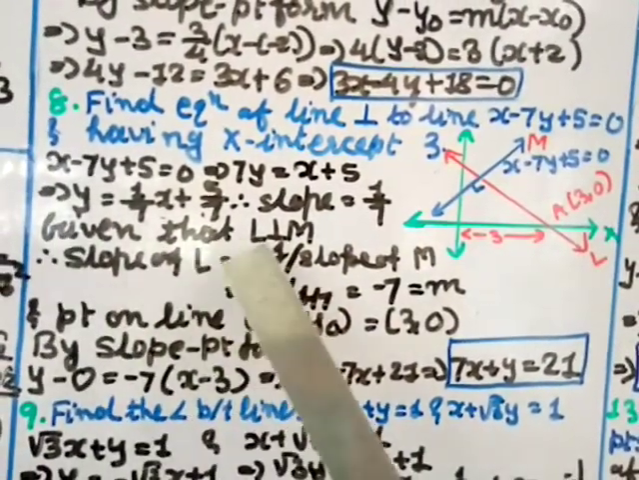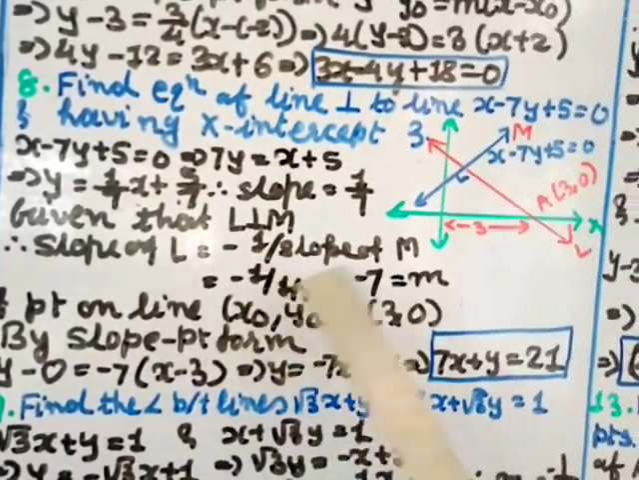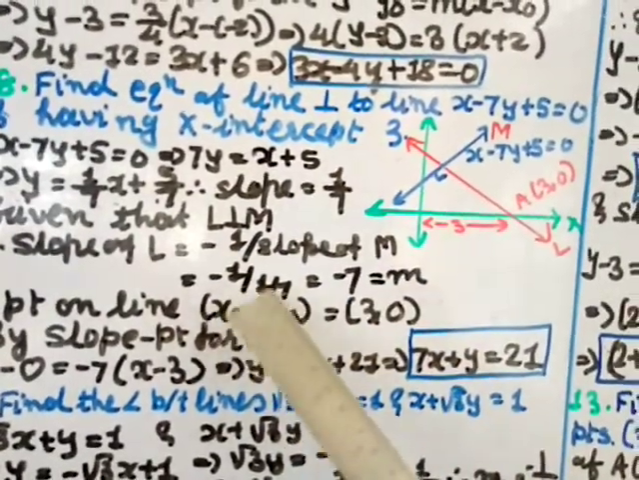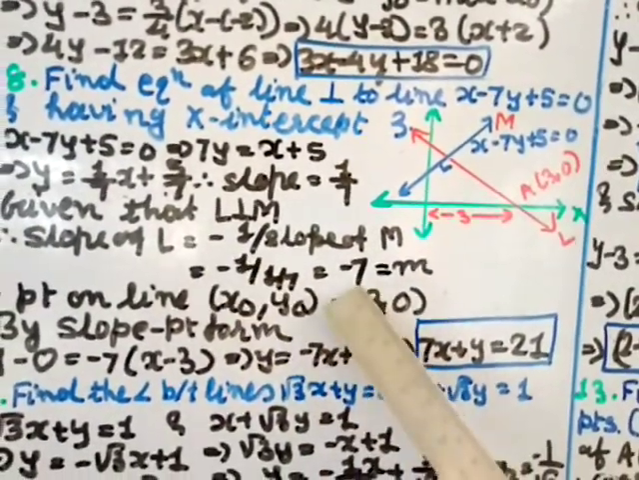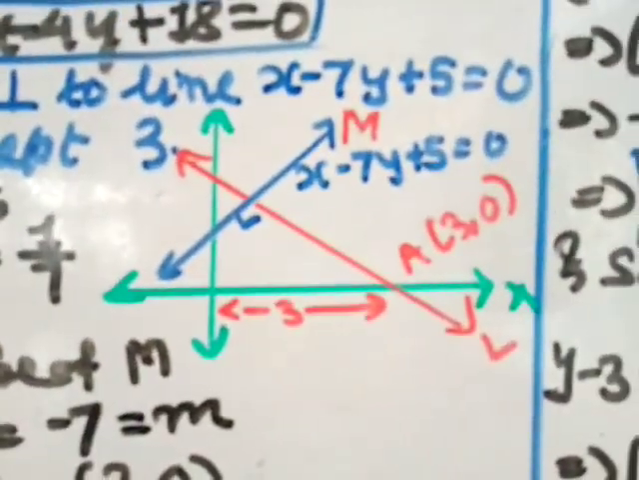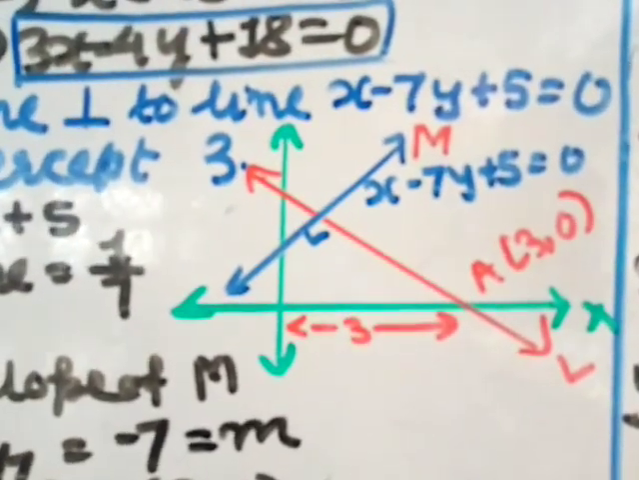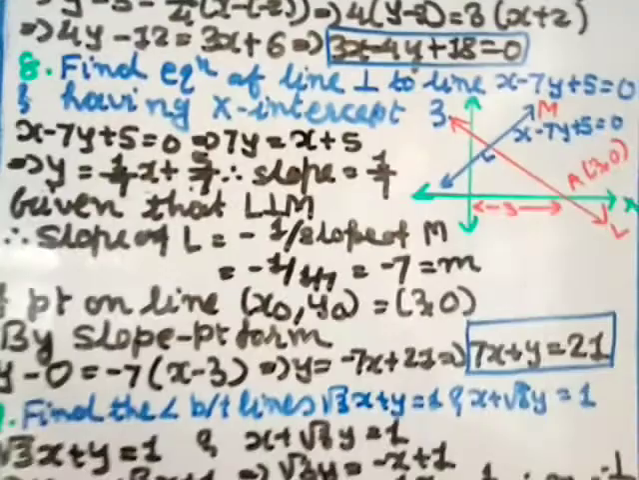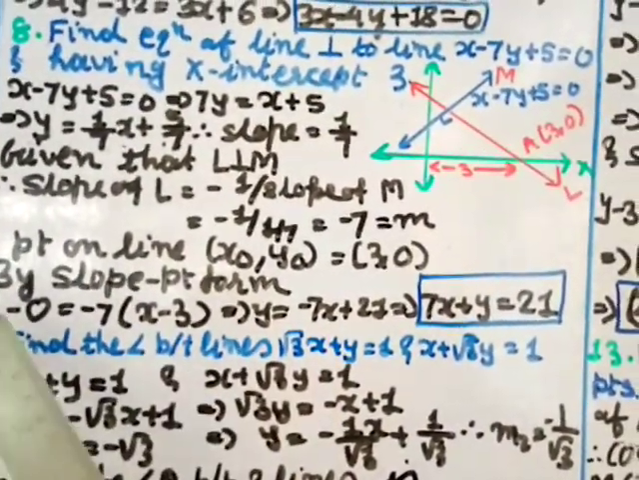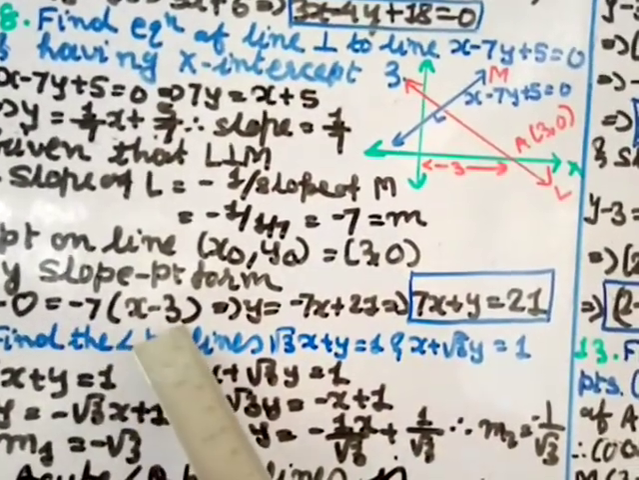Now given that L is perpendicular to M, therefore slope of L equal to minus 1 by slope of M. That means equal to minus 1 by 1 by 7. This 7 take up, so you get minus 7. That is the slope of the line L. So you have got a slope, you have got the point (3, 0). So by using point slope form, you can find the equation of line L. We have the point x0, y0. So by slope point form, y minus y0, that is 0, equal to slope, minus 7, times x minus x0, that is 3.